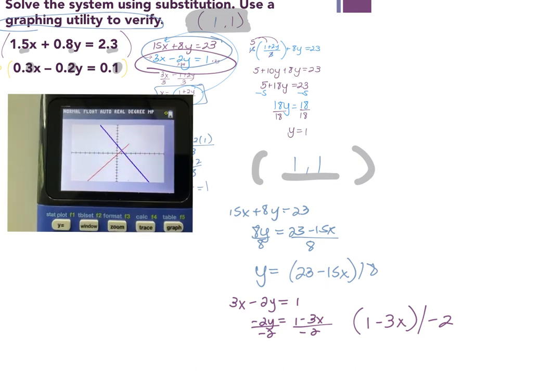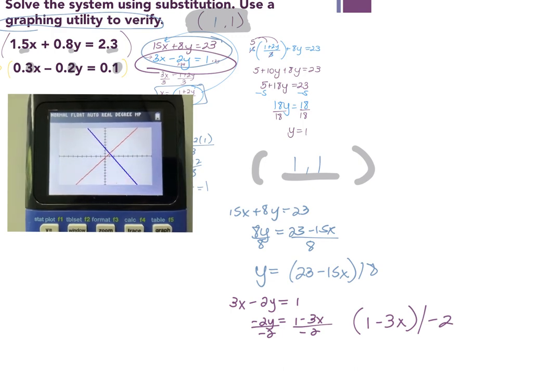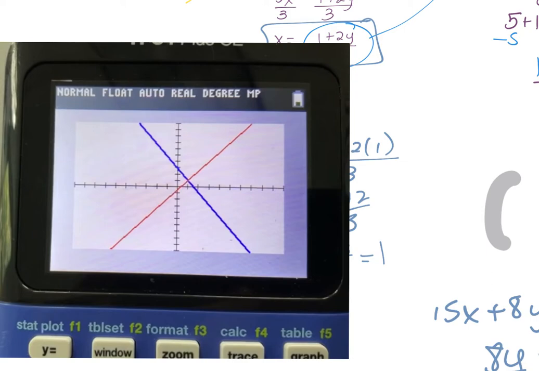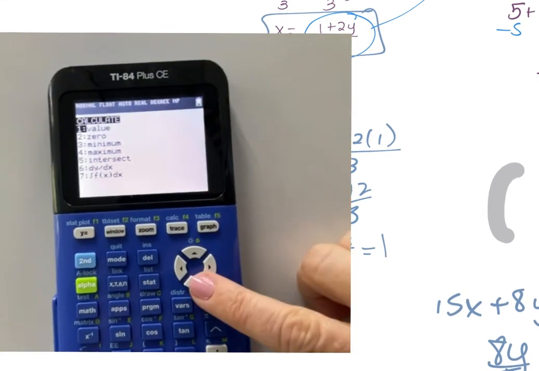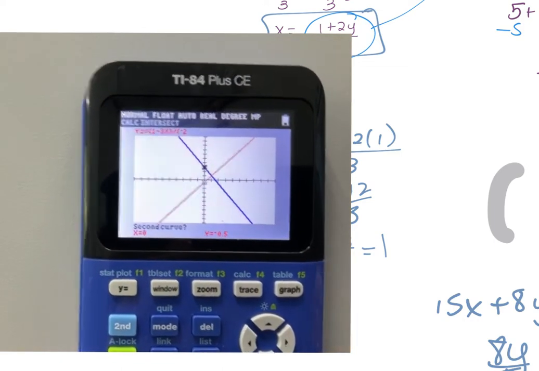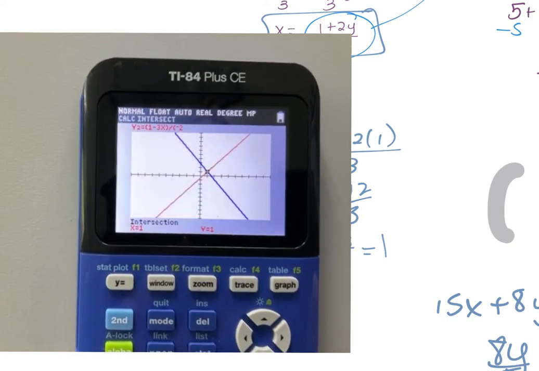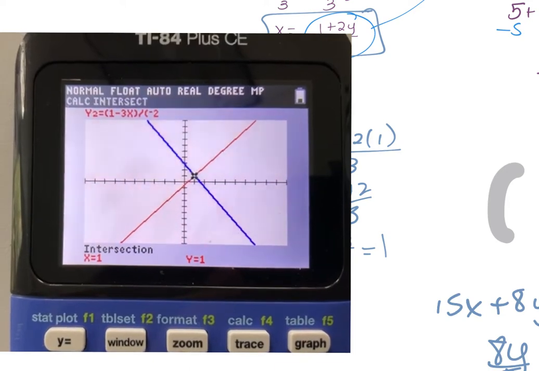Mine does them in colors, so if you look at your y equals, there's a color assigned to each one. That's how I know the difference between them. If I wanted to find where they intersect and it's not obvious, I say second, trace to get to the calc menu, and you go to 5 that says intersect. Hit enter on both curves. It says guess. I hit enter again and it brings me to the intersection, which is 1, 1.